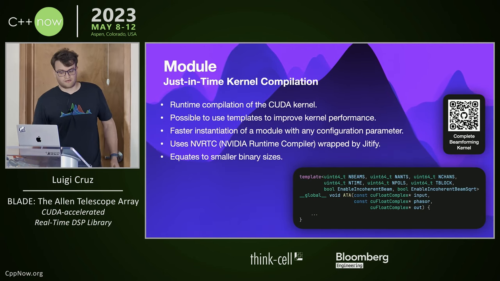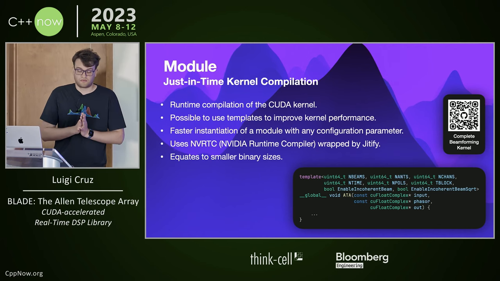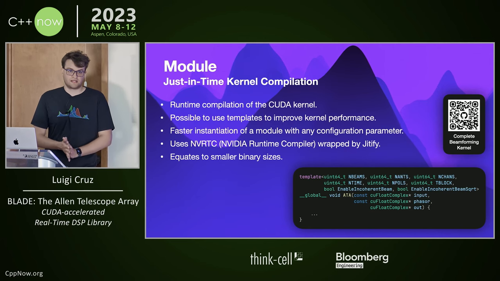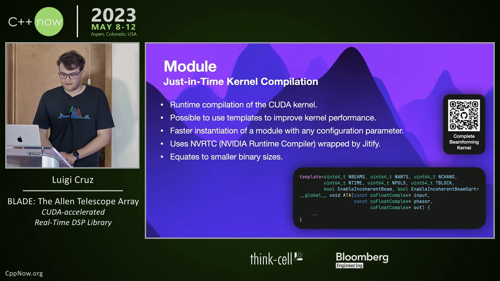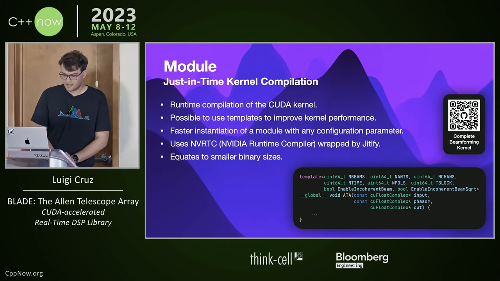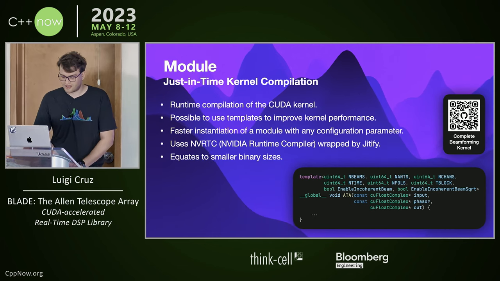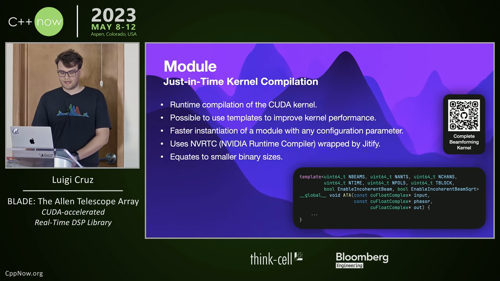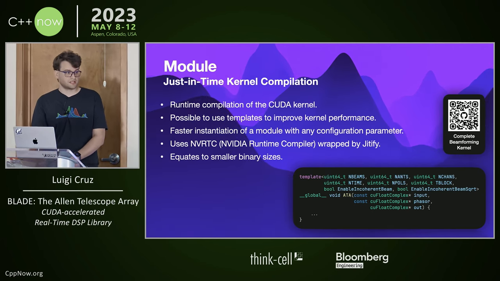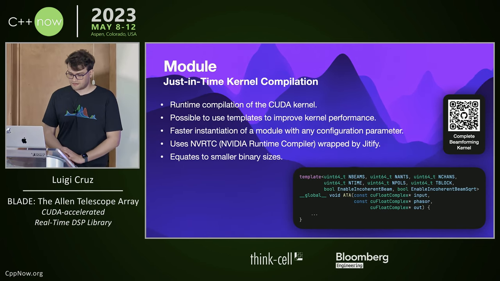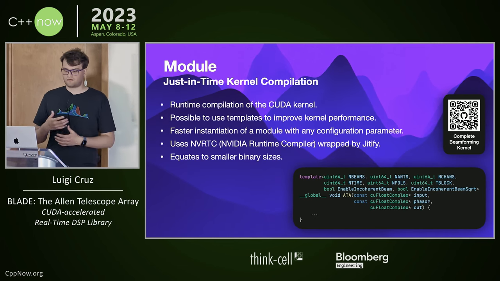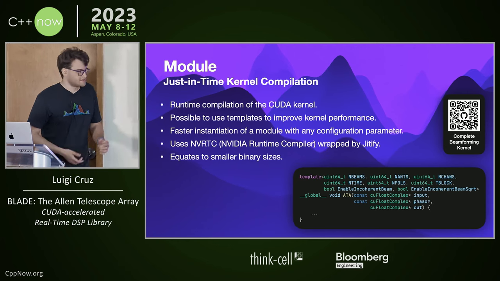Another thing that saves us a lot in respect of flexibility, CPU time, and binary size is the just-in-time compilation of our CUDA kernels. For this, we use NVIDIA NVRTC, or Runtime Compiler, wrapped around Jitify, which is a C++ library. And this allows our CUDA kernels to be compiled down to machine instructions at runtime. This is important because most of our kernels use templates to improve performance because of that setup thing.